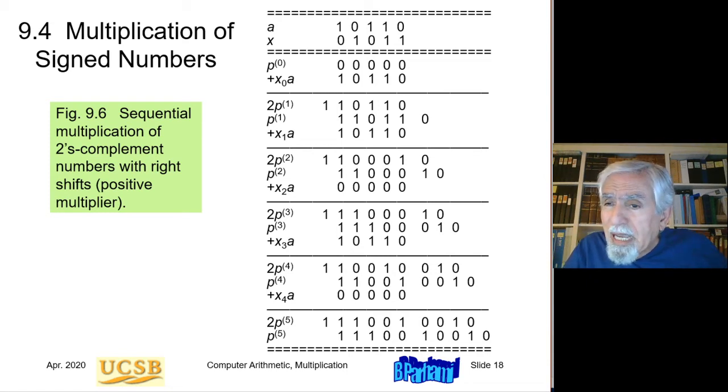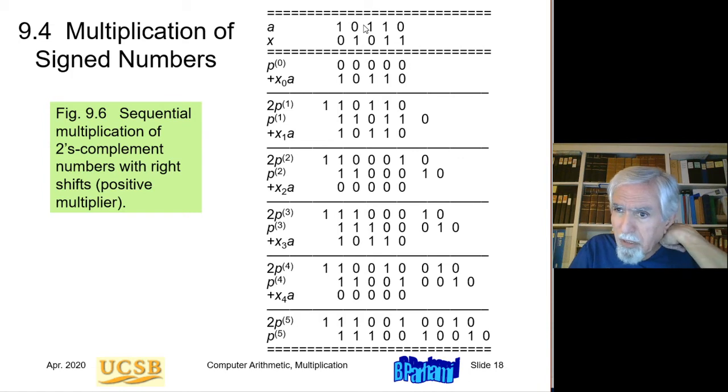Well, it turns out that the exact same algorithm would work here, because basically what we said in the previous algorithm was we have to multiply 1 by A, then 2 by A, then 4 by A. Well, if A happens to be negative, the same process works. 1 times that negative value, plus 2 times that negative value, plus 4 times that negative value, gives me a negative result, which is the correct product of these two numbers.